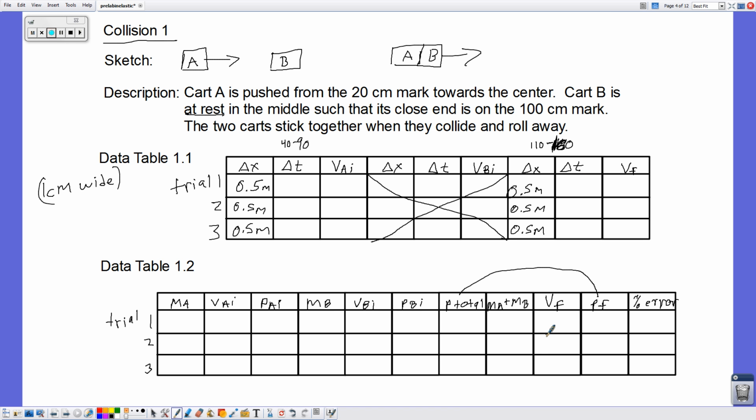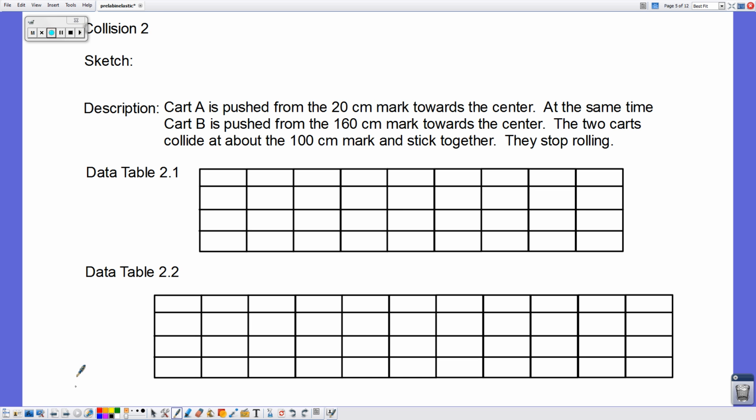Alright, here's collision 1. Same exact story for collision 2. Except, different type of collision. In this, you're going to have cart A and cart B, and you're going to push them at each other such that they crash and then stop moving. Data table 2.1, the first data table for collision 2. Labeling it the same.